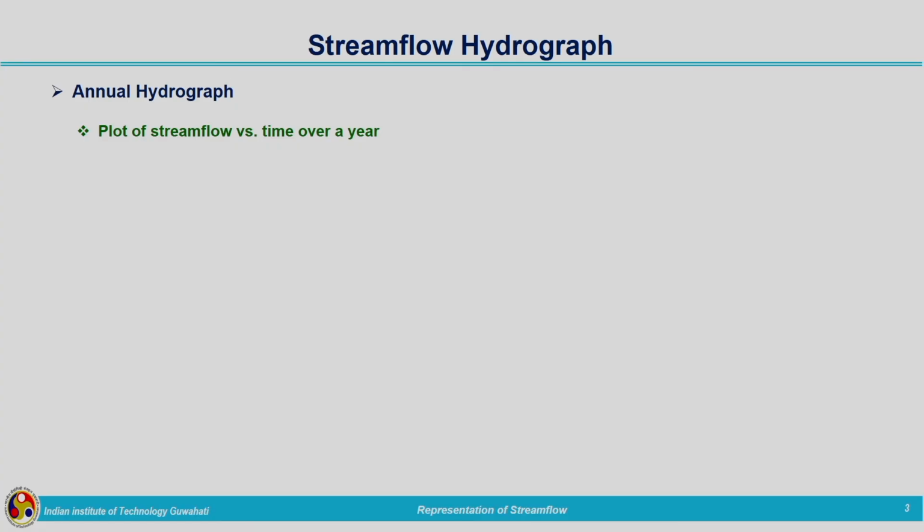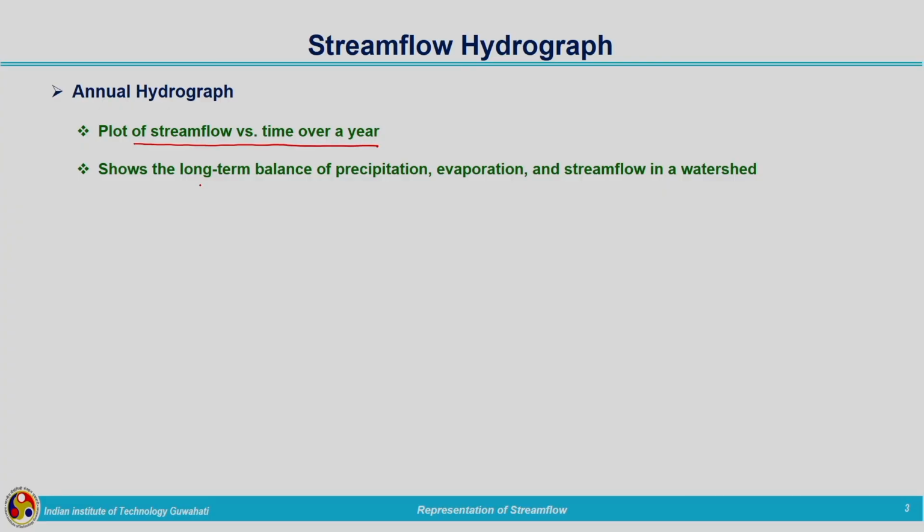First one is the annual hydrograph. The plot of stream flow versus time for a complete year is the annual hydrograph. So, if you are measuring the stream flow for the entire year and plotting it as a hydrograph, that is what is termed as the annual hydrograph. This shows the long-term balance of precipitation, evaporation and stream flow in a watershed. From the annual hydrograph, we can understand how the water balance is taking place, how the stream flow variation is taking place in a catchment.